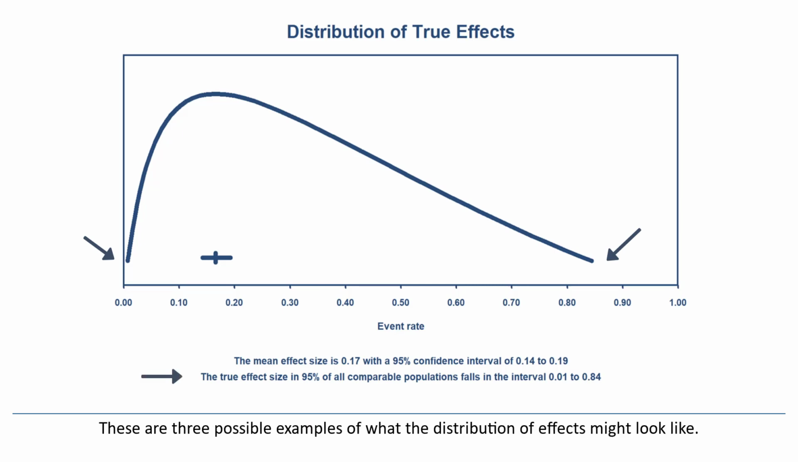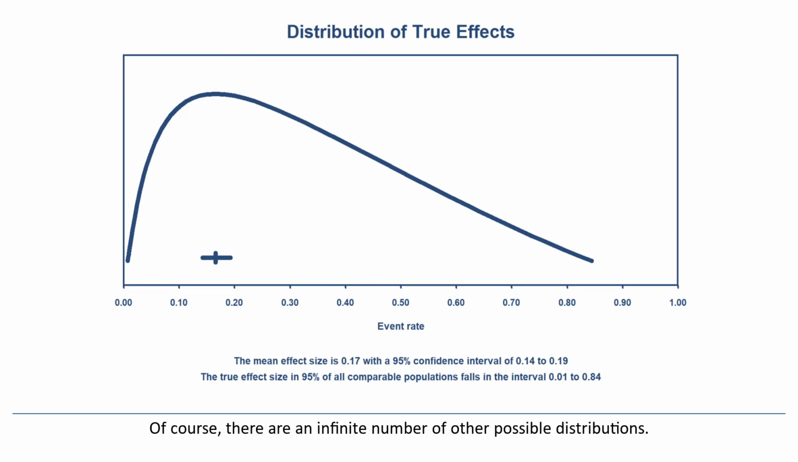These are three possible examples of what the distribution of effects might look like. Of course, there are an infinite number of other possible distributions. I've picked these three to illustrate my point, which is simply that when we ask about heterogeneity, this is what we have in mind. We want to know what the distribution of effects looks like.